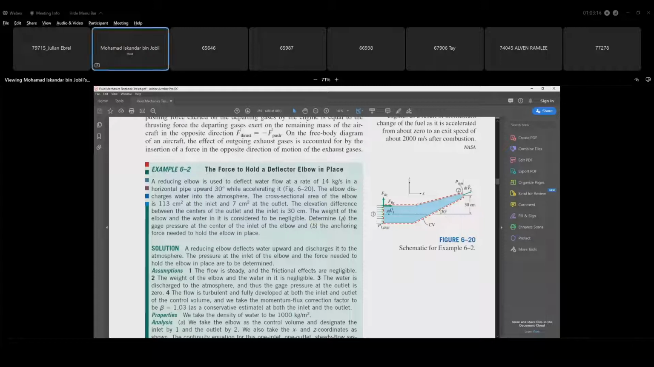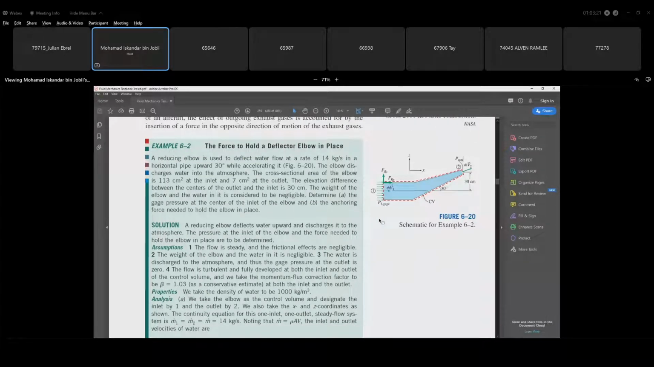In order to find the P, fellas, I think you learned this in chapter 5, with Miss Ain, if I'm not mistaken. The moment you have two states, state one, point number one along a fluid flow, and then point number two, of fluid flow, you can directly use the Bernoulli equation, fellas.